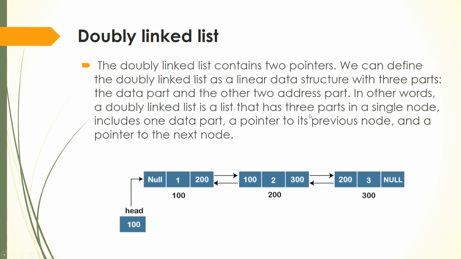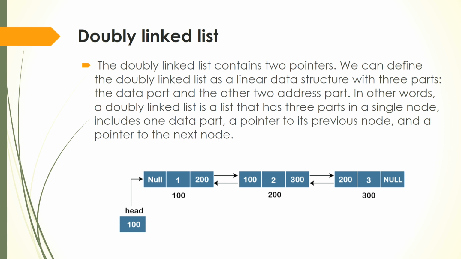Then what is a doubly linked list? As the name suggests, the doubly linked list contains two pointers. We can define the doubly linked list as a linear data structure with three parts, that is, the data part and the other two address parts. In other words, a doubly linked list is a list that has three parts in a single node. It includes the data part, a pointer to its previous node and a pointer to the next node.